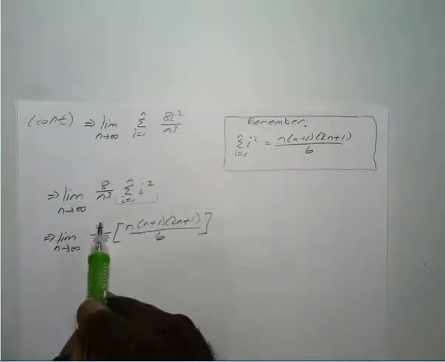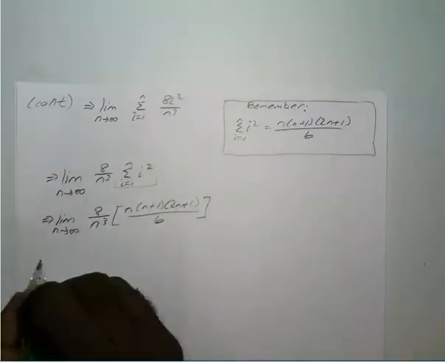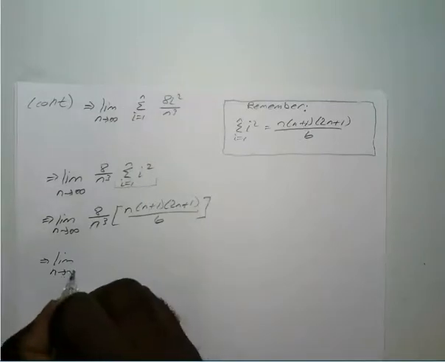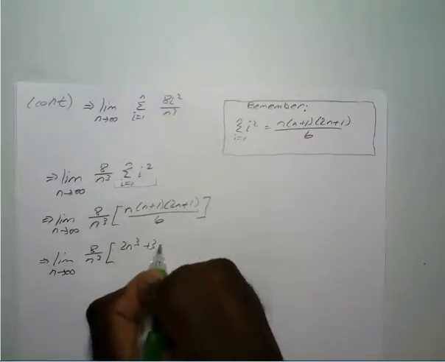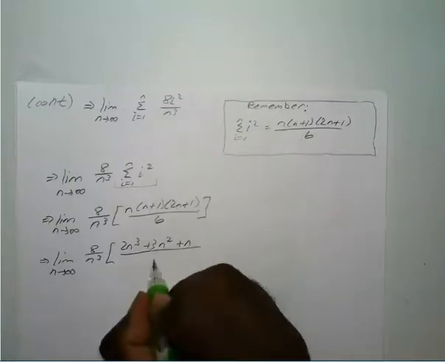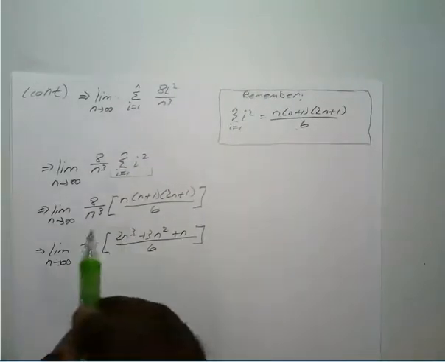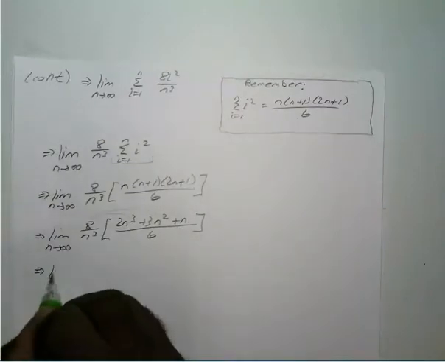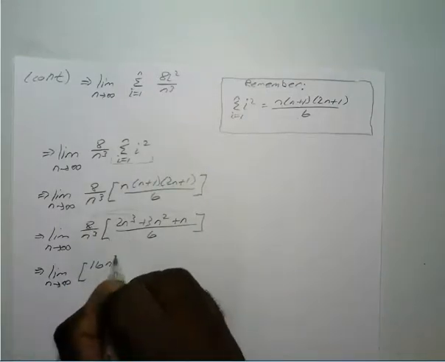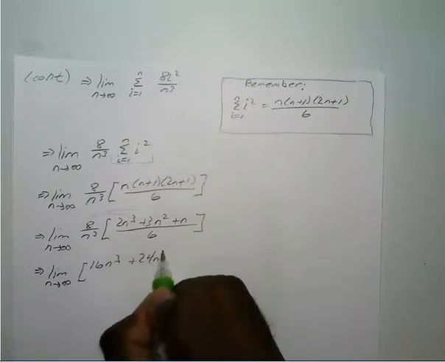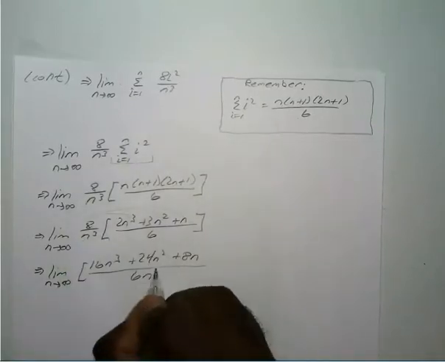Okay, so now what we're going to do is go ahead and distribute. Well, first we have to FOIL these two and then multiply each one of those terms by n. So once you do that, the limit as n approaches infinity of 8 over n to the third, that's going to equal 2n to the third plus 3n squared plus n all over 6. All right, so now we're going to go ahead and get that 8 and distribute it to each term. So you have the limit as n approaches infinity of 16n to the third plus 24n squared plus 8n all over 6 times n to the third, 6n to the third.